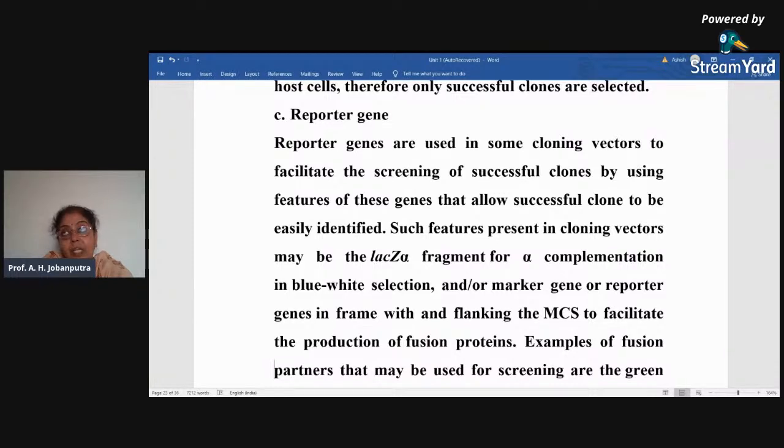So when insulin is synthesized, there are various methods of synthesis of insulin.